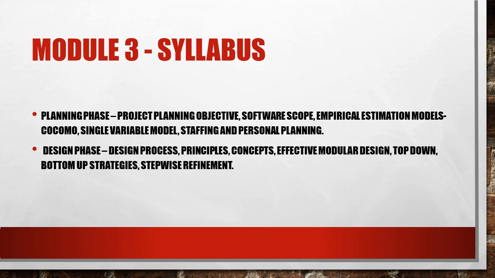The syllabus topics in module 3 include the planning phase. We can divide the whole module 3 into two parts, planning phase and design phase. In the planning phase we will discuss project planning objectives, software scope, empirical estimation models, COCOMO models, single variable COCOMO model, and the two variable COCOMO model. Then staffing and personnel planning will be discussed.